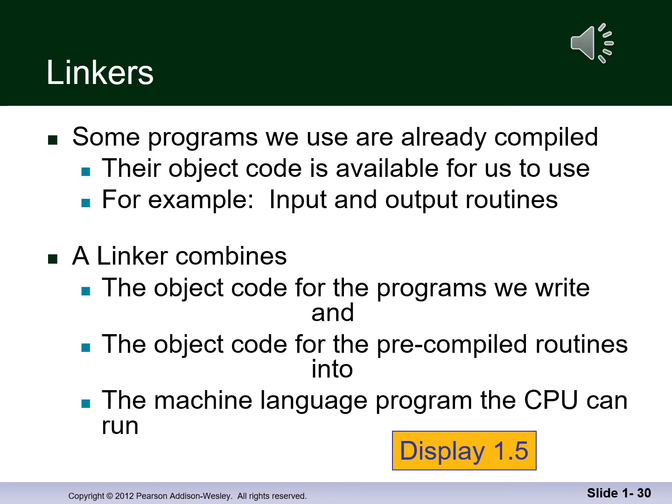Obviously, there are some programs that we will use, such as input and output routines, that we don't want to have to compile them each time we write a new program. So their object code, the already compiled code, is available for us to use. And this requires a linker. A linker combines the object code for the programs we write and the object code for the pre-compiled routines, classic example, input and output routines, into the machine language program that the CPU can run.